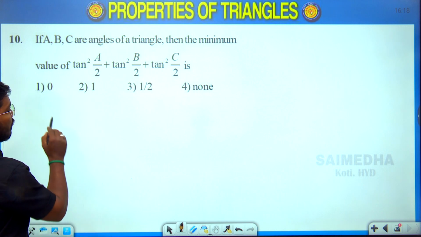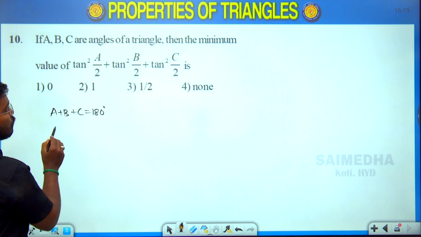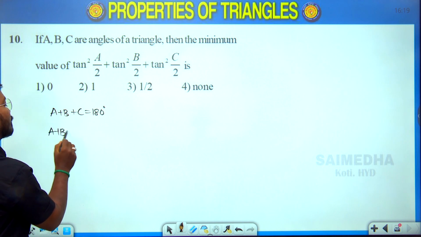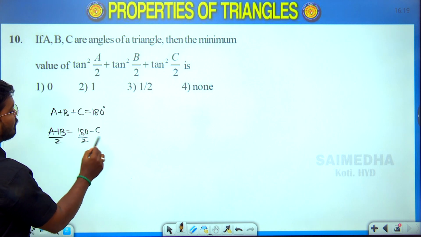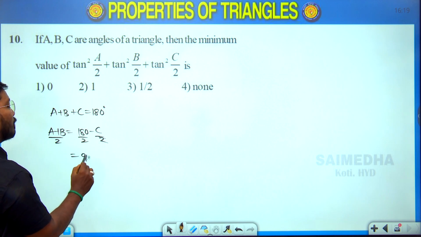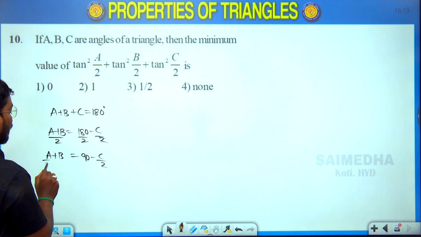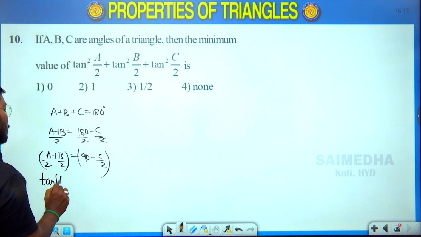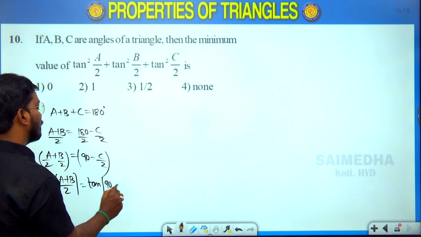Here we know A plus B plus C is equal to how much? 180 degrees. So we can write A plus B as 180 minus C. Then A plus B by 2 is going to become 180 by 2, that is 90, 90 minus C divided by 2. If I apply tan, A by 2 plus B by 2 is 90 minus C by 2, so tan of A plus B by 2 is equal to tan of 90 minus C by 2.